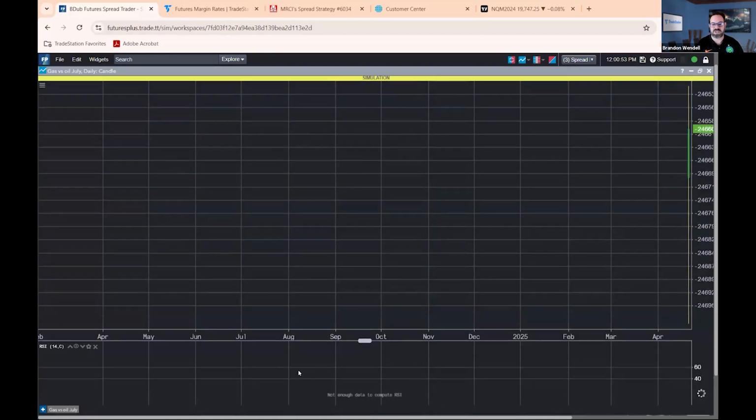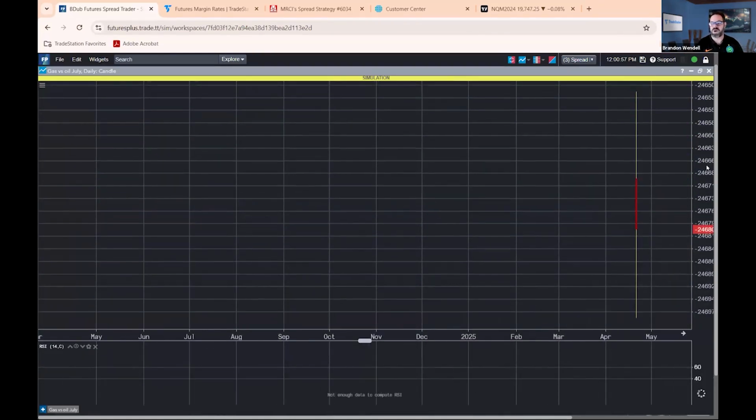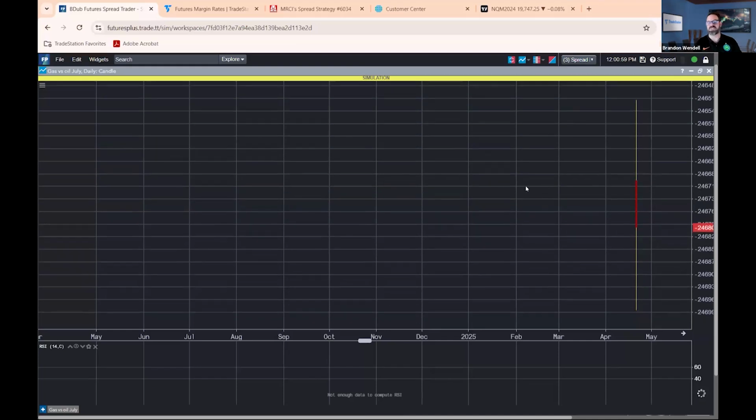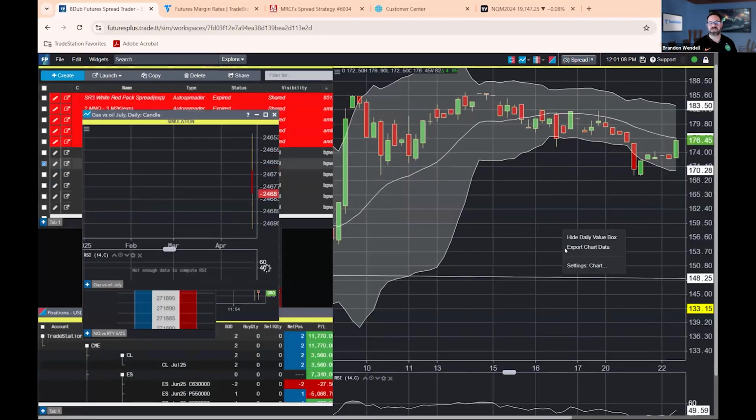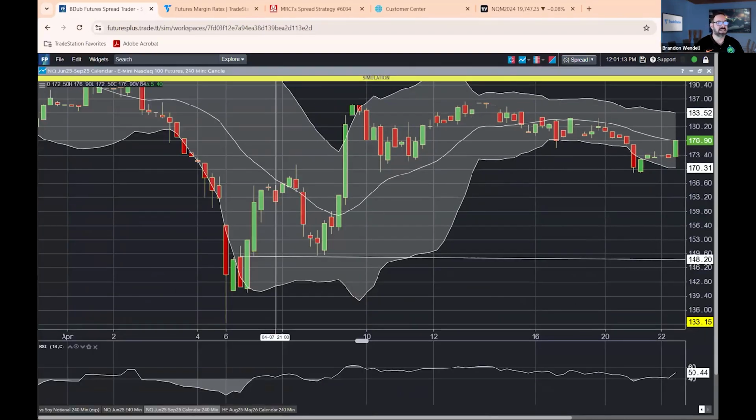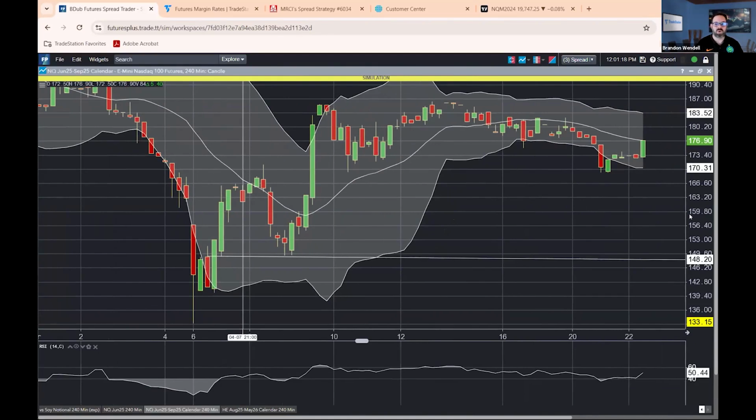And this is still getting all the data right now. But once it populates, I'll be able to go ahead and take a look at the chart and just see if there's opportunities. So again, while we're waiting for that, I can go to my other charts here and just kind of show you. This is the NASDAQ June versus September on a 4-hour chart.